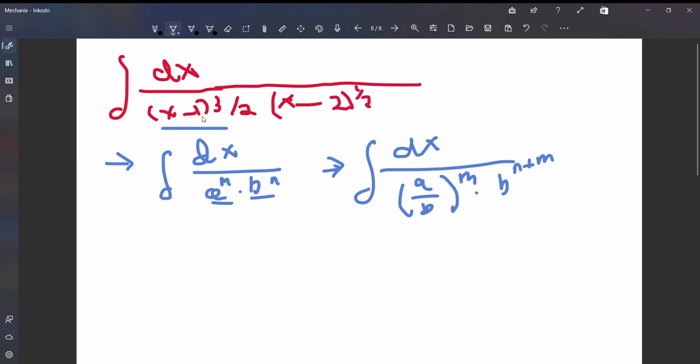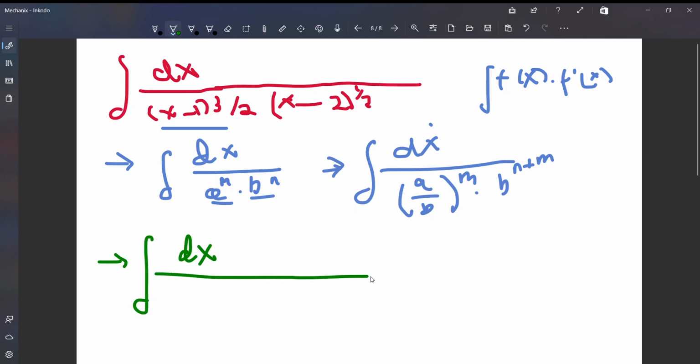So let us similarly do this. And why do I do this? It's such that I can get an integral of the form f of x into f dash of x, and that's something quite easy to simplify later on. So let us solve this using this trick. So integral dx over, for instance, I'm just going to do x minus 1 over x minus 2 and show you how it's actually done.